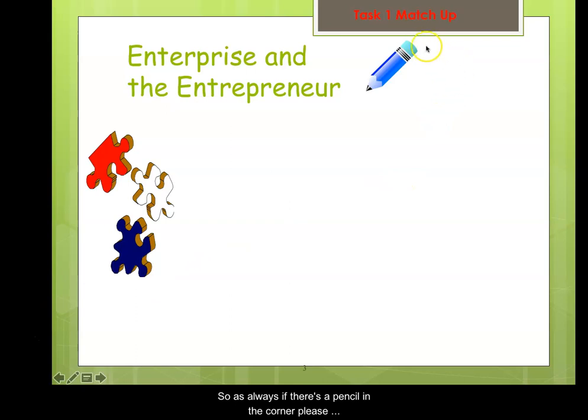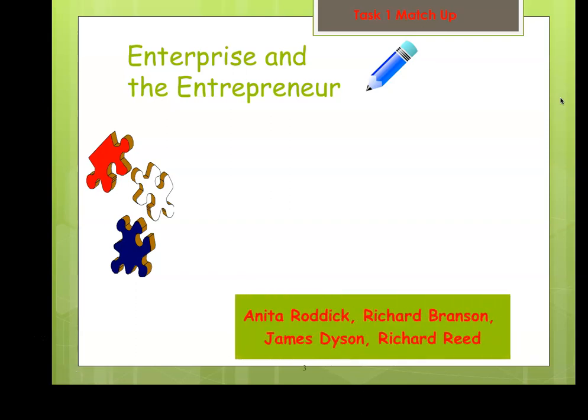So as always, if there's a pencil in the corner, please make sure that you're copying these notes down as it is your notes for the course. So looking at enterprise and entrepreneur. At the bottom here, we have some famous entrepreneurs, but we're not going to look at them just yet.